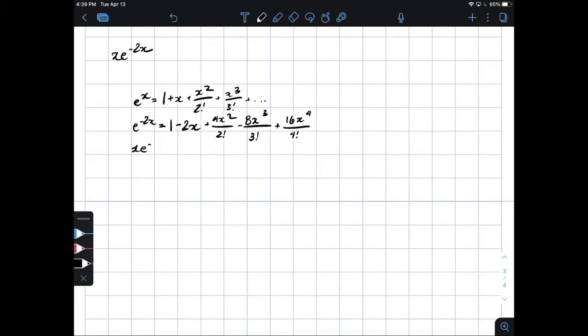Now we multiply everything by x, and we're going to get x minus 2x squared plus 4x cubed over 2 factorial minus 8x to the 4th over 3 factorial plus 16x to the 5th over 4 factorial. And that would be that.